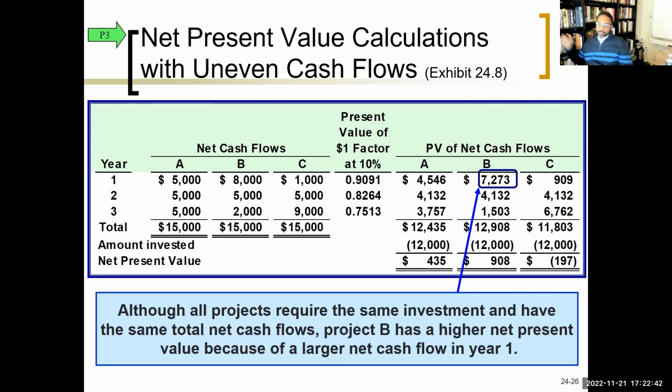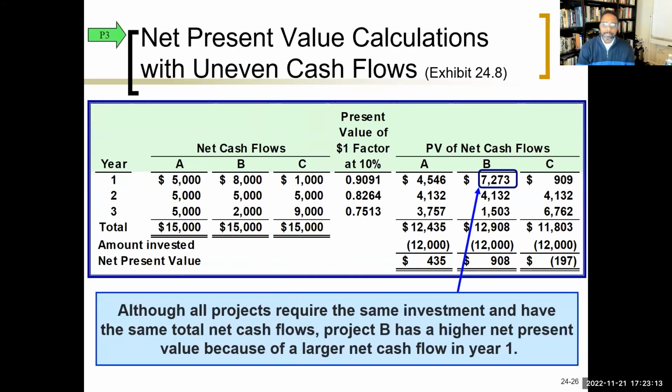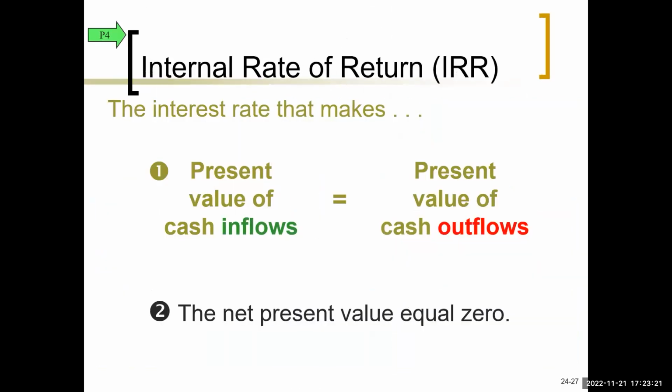They're just taking those factors, putting them down, and then multiplying, right? 5,000 times 0.9091 is 4,546. 8,000 times 0.9091 is 7,273. 1,000 times 0.9091 is 909. And then they're adding them. Whichever one comes with the highest net present value, which in this case is project B, that's the one you would accept. Any questions on that? Okay. No, Professor. All right, no problem.